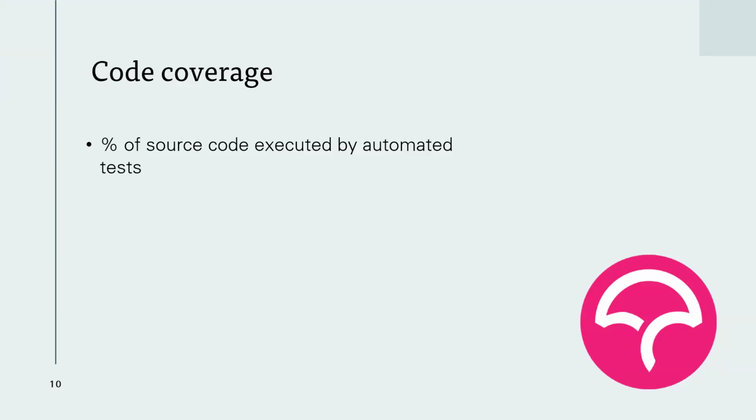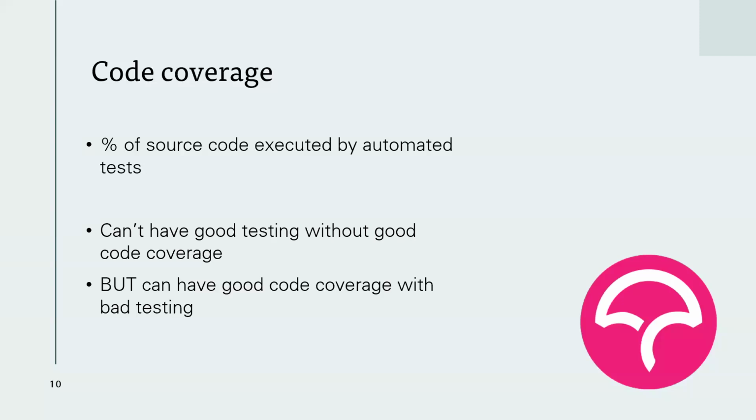So code coverage is a measure of the percentage of source code that is executed by your tests. What that means is, say my code coverage is 20%, it means that only 20% of my code is being run when I run my tests. The reason why this is a useful metric, you can't have good testing without good code coverage. In that example where my coverage is 20%, it means that 80% of my code is never run by my tests. So there's no way that it can tell me if my code is working or broken because it's not even running it. The flip side I want to mention is you can have good coverage with bad testing.